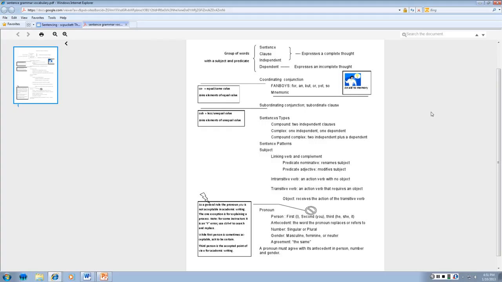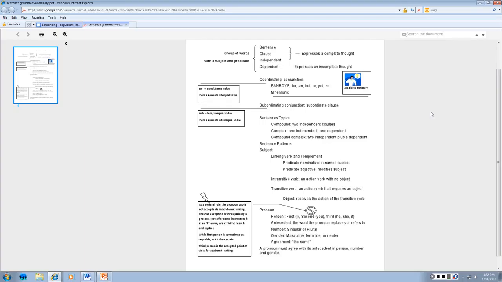A group of words with a subject and a predicate can be a sentence, a clause, an independent clause, or a dependent clause. All of those are groups of words with a subject and a predicate. But only the first three express a complete thought. A sentence and a clause and an independent clause are all the same thing. All of them are a group of words with a subject and a predicate that express a complete thought.